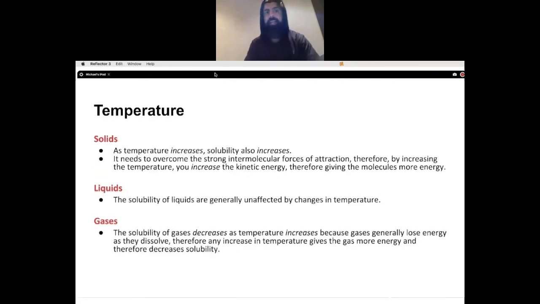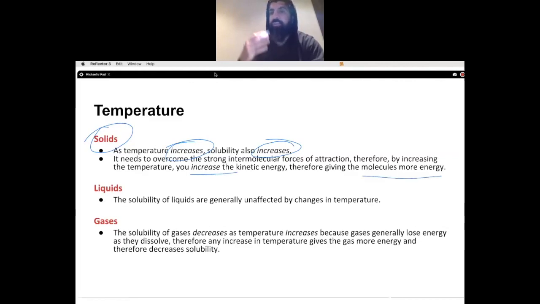And finally, temperature. Temperature plays a very big role in the solubility of solids. As temperature increases, solubility is also going to increase. That's because when you increase the temperature, you increase the kinetic energy, therefore you're giving the molecules more energy to cause the dissolving. In terms of liquids, if you mix liquids together, it doesn't matter what the temperature is, they are unaffected by changes in temperature.